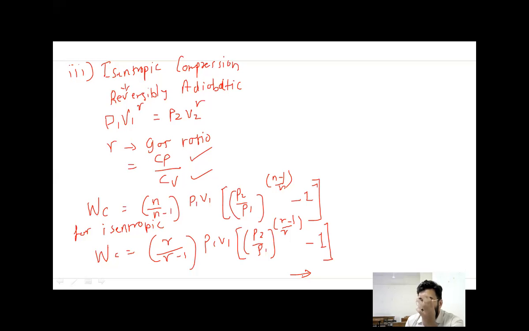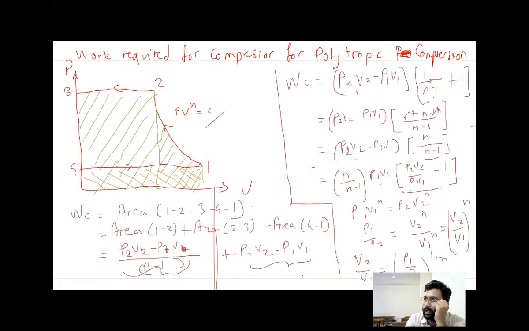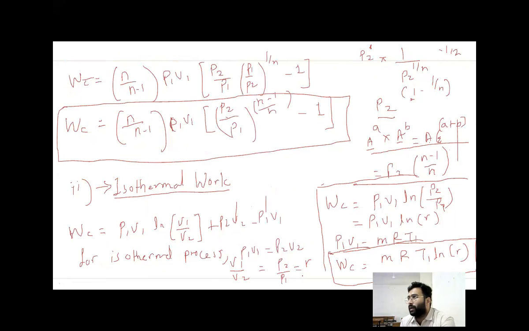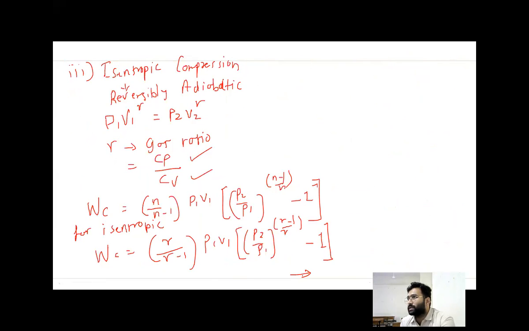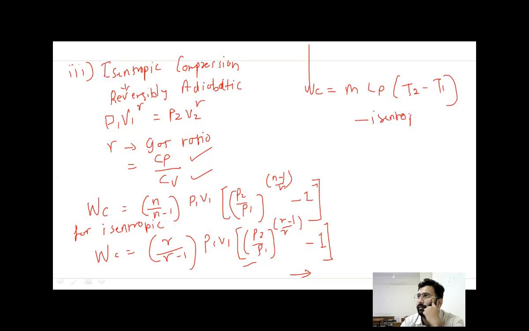So these are the three cases. I hope you understood. We started with the polytropic process, then we went to isothermal, m R T1 log r, and the last is isentropic. Another formula is there for this isentropic: here WC is written as m Cp (T2 minus T1). This is also for the isentropic process. You can use the first formula when you know pressure values, and this formula when you know temperature values.